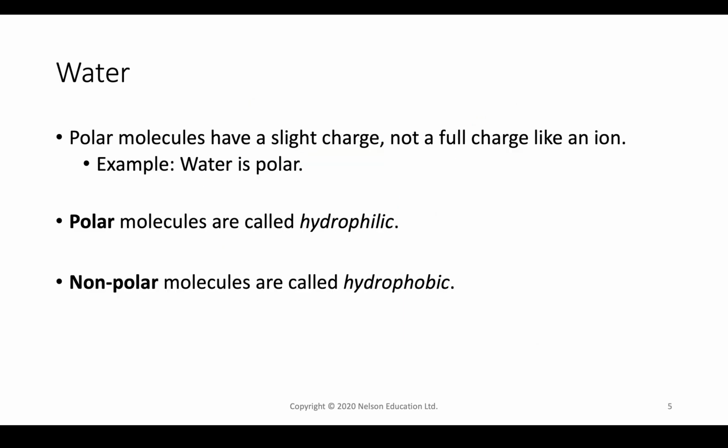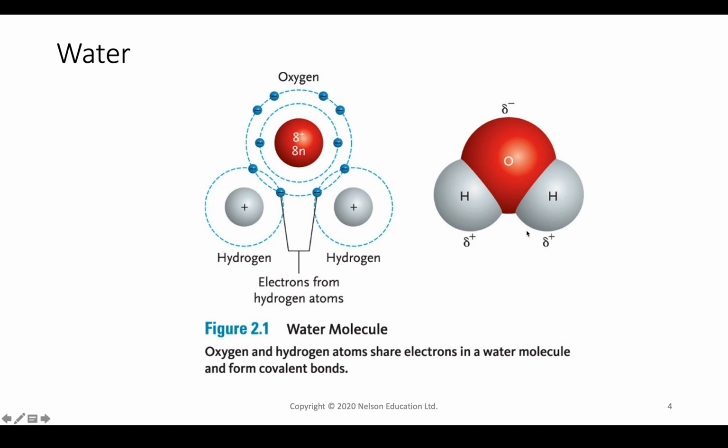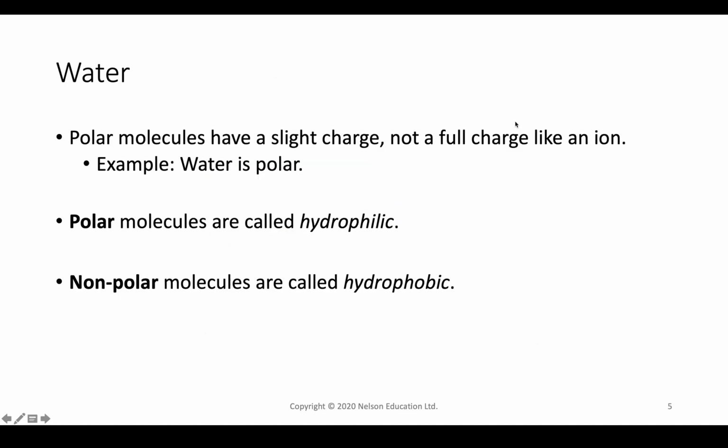All right, so as I mentioned, water molecules are going to have a slight charge on one side. 2 sides are going to have a slight positive charge, and one side is going to have a slight negative charge. That's going to be called a polar molecule. Polar molecules are hydrophilic. That means that they interact well with water. Water-loving, right? Hydrophilic, water-loving.